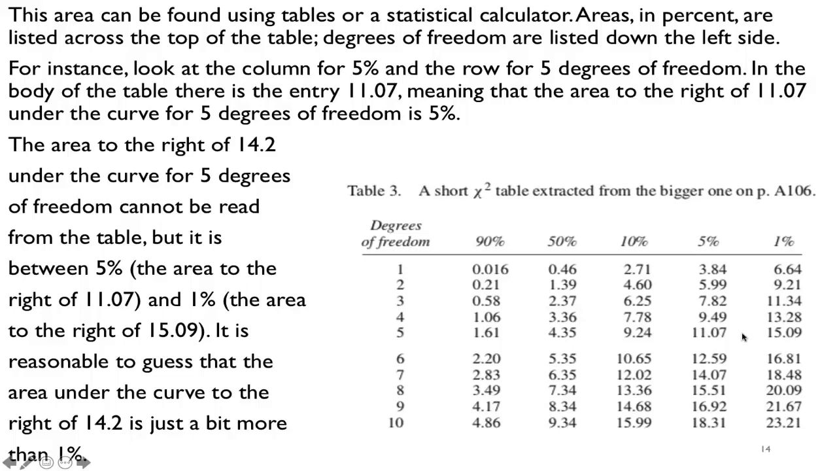So that means that 14.2 is somewhere between 5% and 1%. So you know that the p-value has to be between 1% and 5%. And it's probably closer to 15, so that means it's closer to 1%. Maybe a little bit more than 1%.